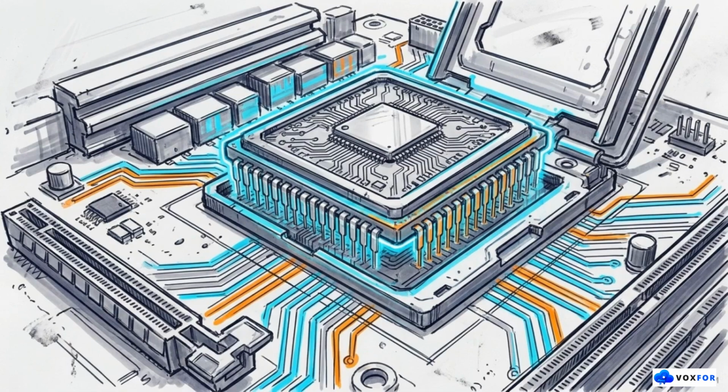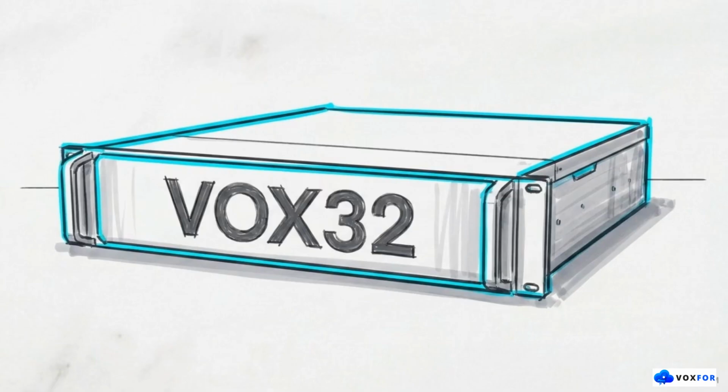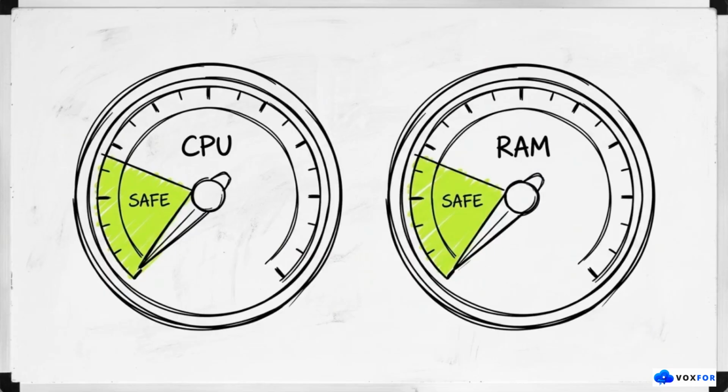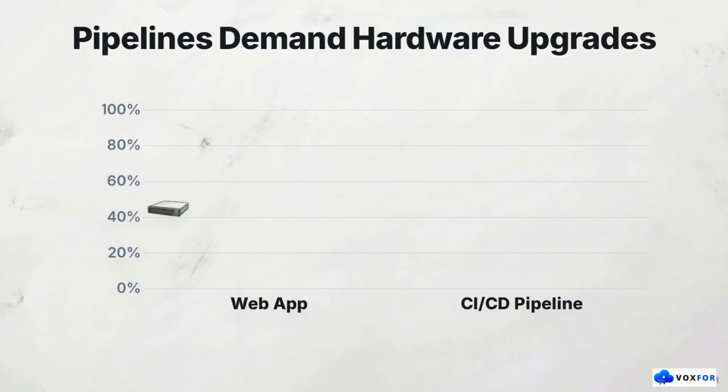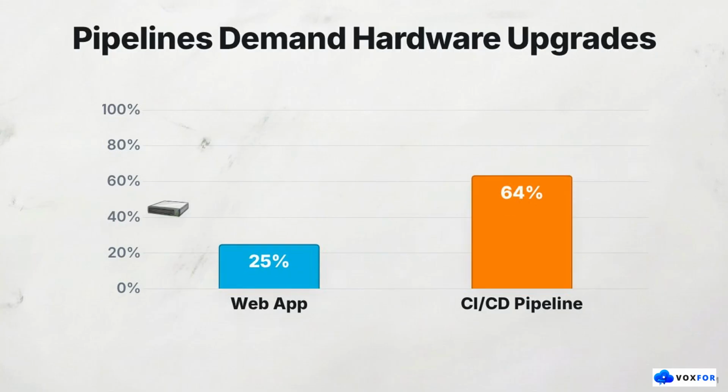All of this software has to map to your hardware tier, starting with starter plans like the Voxfor Vox32. A Vox32 provides sufficient baseline CPU and RAM for a starter app, a reverse proxy, and learning environments. This capacity chart reveals the limitation. Starter plans bottleneck immediately if you task them with heavy background workers or large continuous integration pipelines.